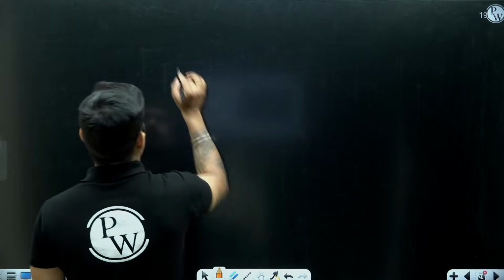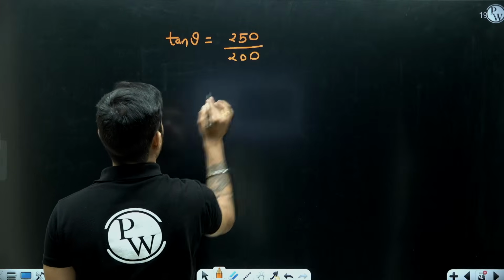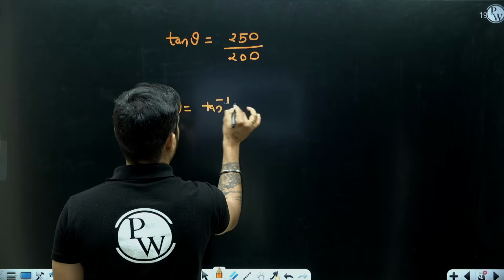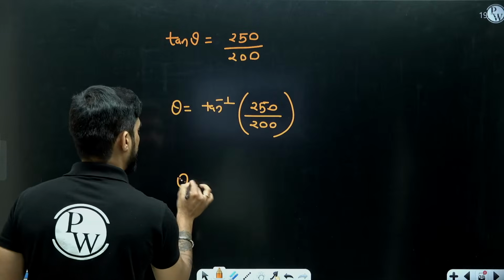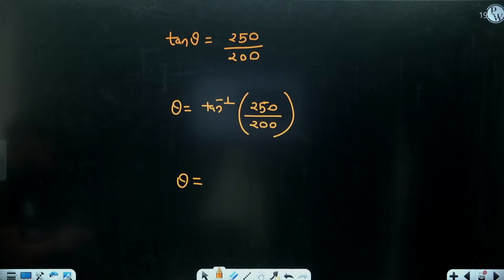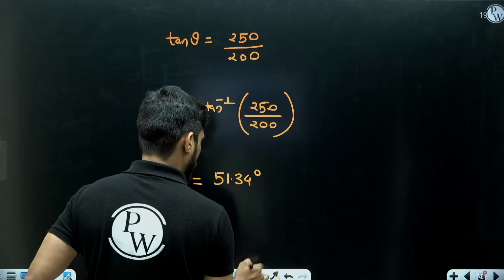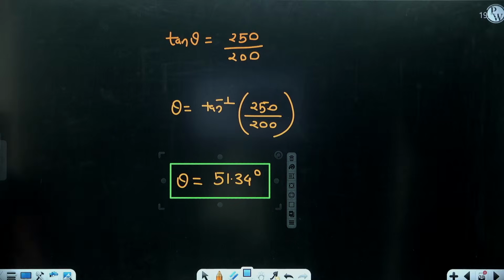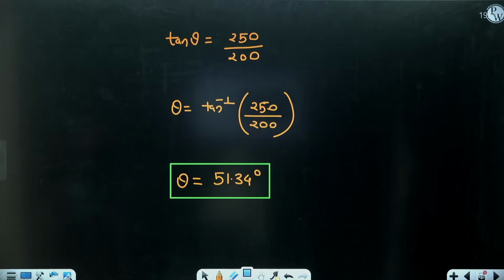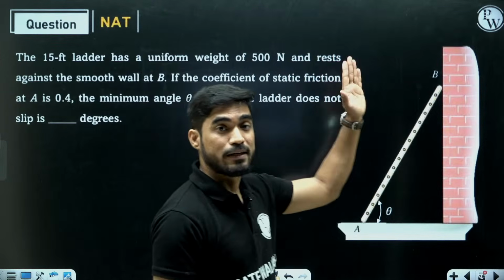So it will become tan theta, sin theta by cos theta, equal to tan theta equal to 250 by 200. So theta will be tan inverse of 250 by 200. So tell me what is the angle theta? Tan inverse of 250 by 200. I am getting 51.34 degrees. So this is the angle theta at which the ladder is on the verge of slipping.